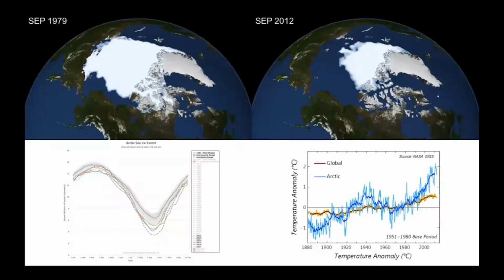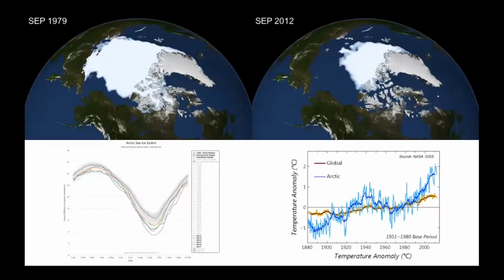This is September 2012. You can see that things have changed quite a lot. September 2012 is definitely an outlier in the sense that it's the minimum, but it's not an outlier overall, if we look at the overall trends of Arctic sea ice extent in the polar regions.